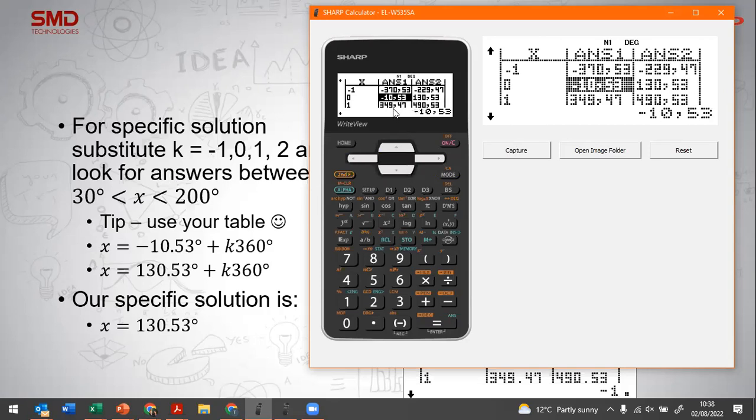Then, when we substitute k as 0, we have -10.53. So again, that doesn't fit with our restriction. And then we've got 130.53, which does. So that's one of our specific solutions. And then if we look at k is equal to 1, we can see that now the values are higher than 200 degrees. So we have found our specific solution. There is only one, and that is 130.53. But you can see that it makes it quite easy in terms of k substitution to simply use your table mode to input your general solution and find your specific solution.